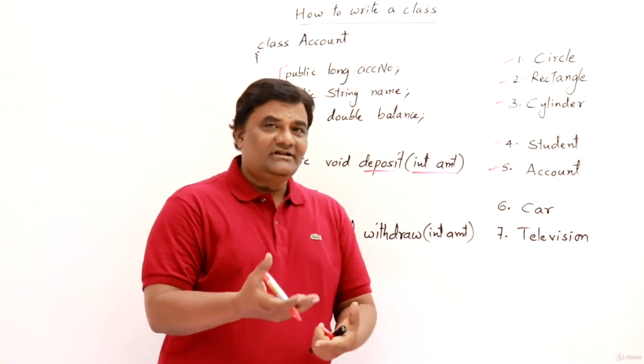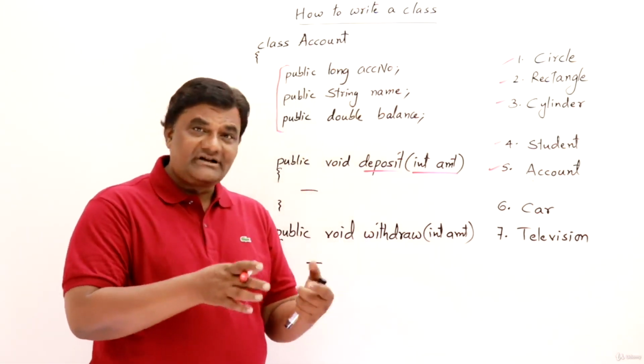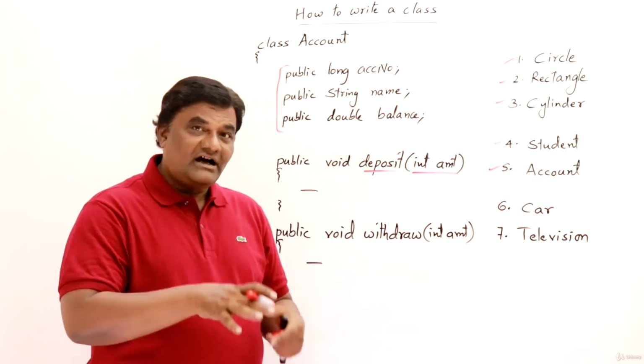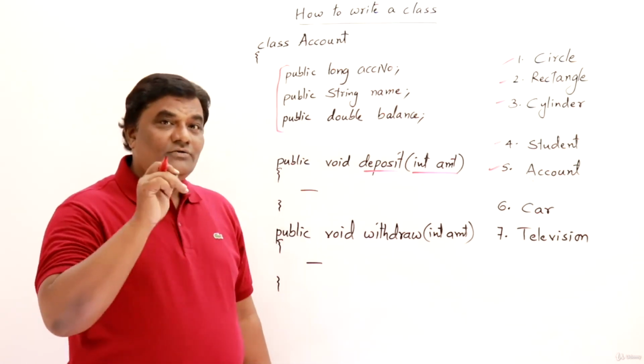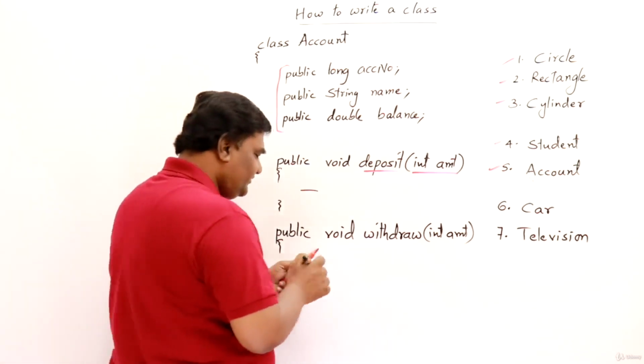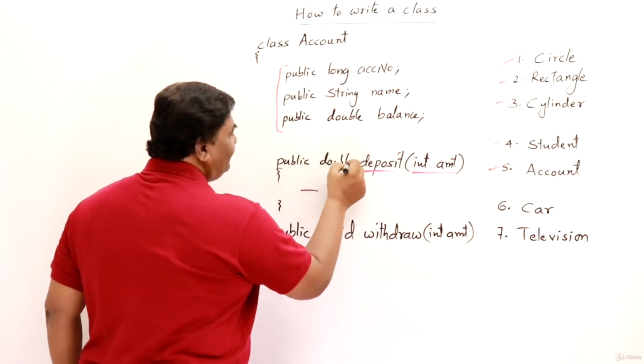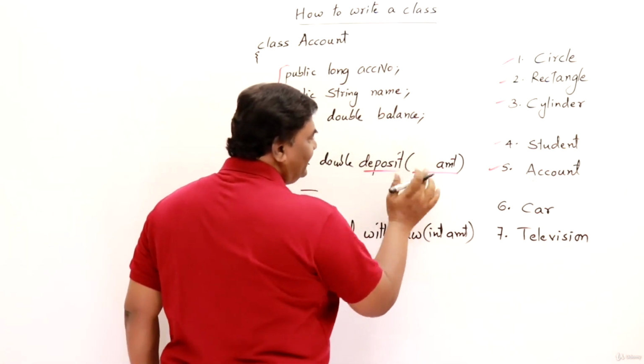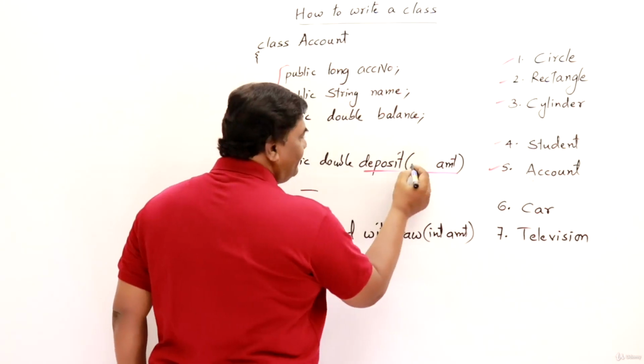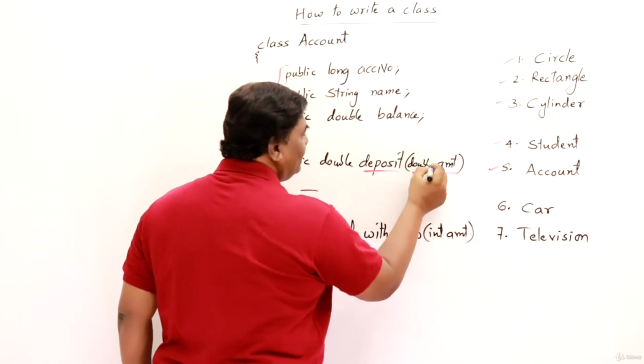It doesn't have to return the result, or if at all you want to return the present balance after depositing, if you want to return the new balance, you can make this double. And one more thing, for amount also, instead of integer, because this is double, I should take it as double.